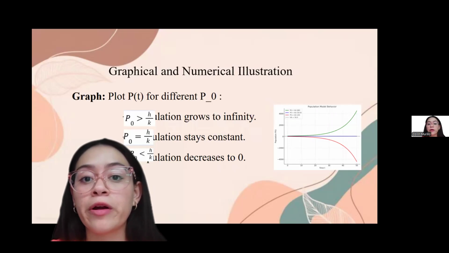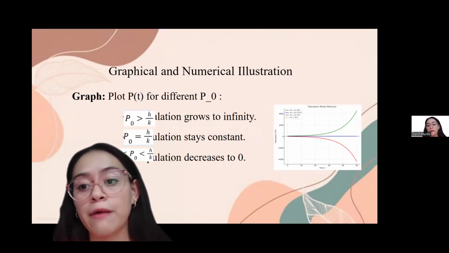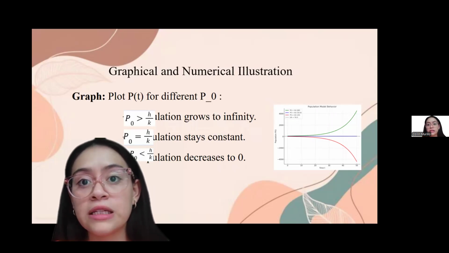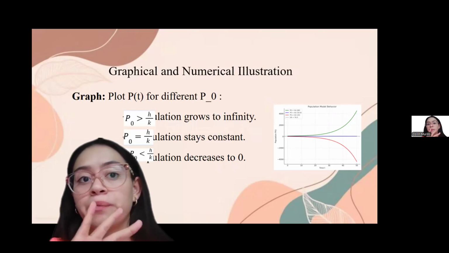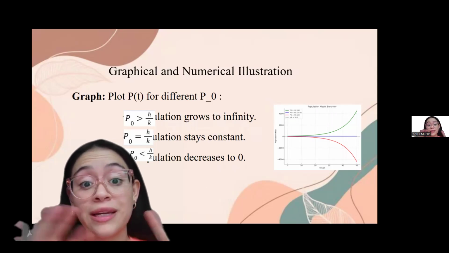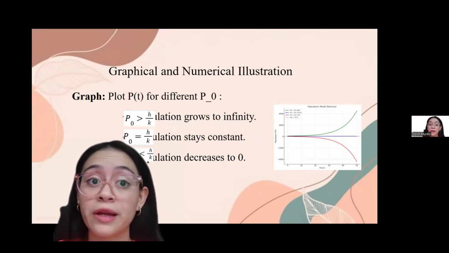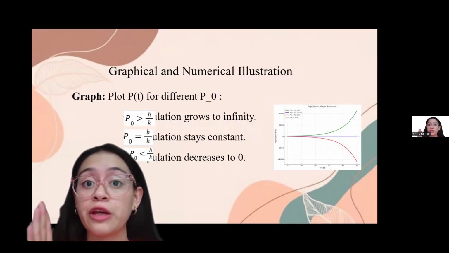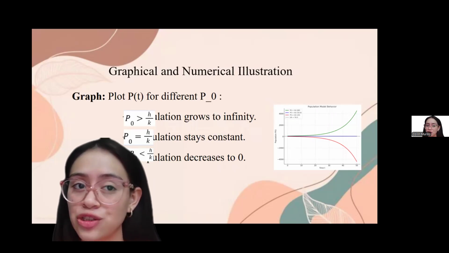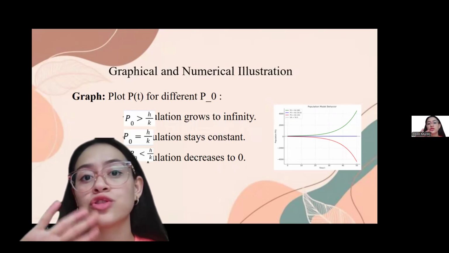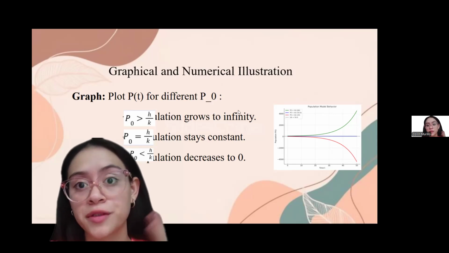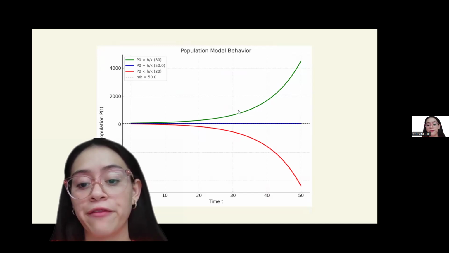In graphical and numerical illustrations, I provided the graph in the next slide so you can get a better visual look at it. This graph shows three cases of P0. If P0 is bigger than h/k, the population grows. If P0 equals h/k, it stays the same. If P0 is less than h/k, it goes down to 0. The table also shows a number of specific examples. This matches our equation and confirms our results. And this is my graph.